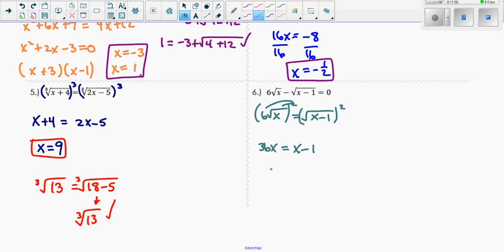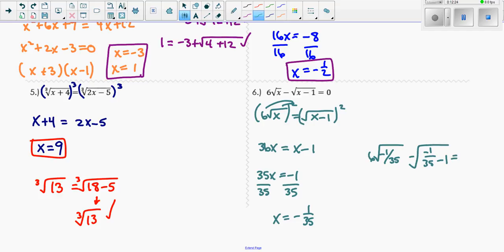Okay, so I subtract x, I get 35x equals negative 1. Divide by 35, and I get that x equals negative 1 over 35. Alright, I go back and check my work. I have 6 radical of negative 1 divided by 35 minus the radical of negative 1 over 35 minus 1, and I want to know if that's going to equal 0.